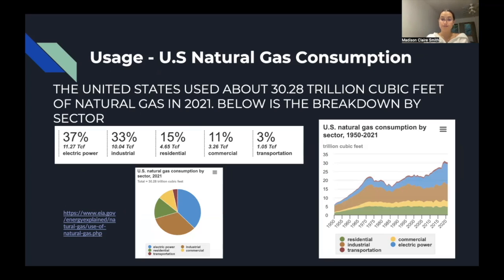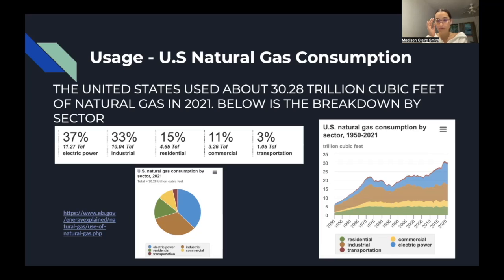So what is natural gas used for? What does it power? First is electric power. So 37% goes towards electricity, 33% goes to industrial uses, 15% goes to residential, 11% goes to commercial, and 3% goes to transportation. And below we have a pie chart breaking down the total 30.28 TCF by sector.